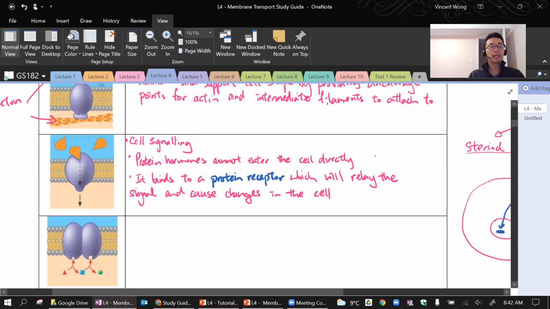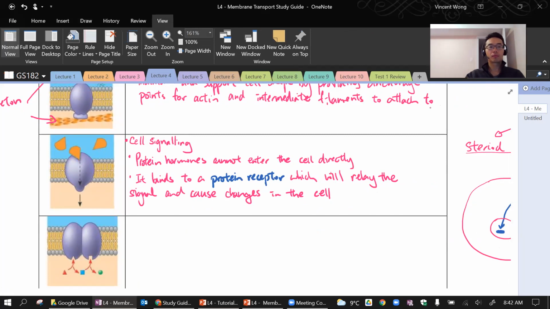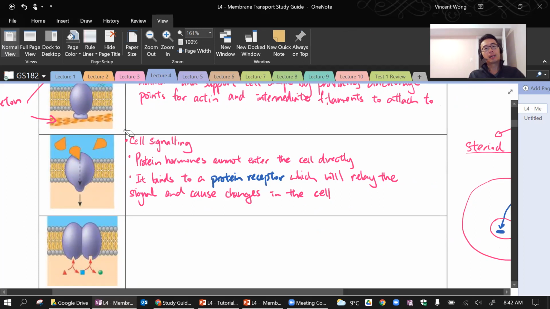So in the lecture, I talked about adrenaline being such an example. We talked about neurotransmitters, which is how neurons communicate with each other. Those are examples of how cell signaling is going to work. Any questions so far?